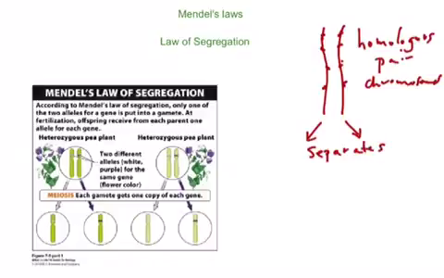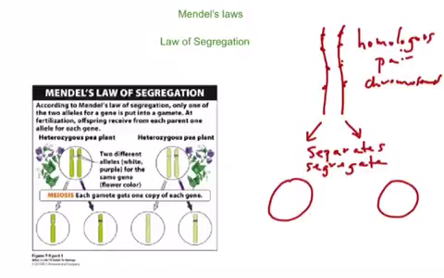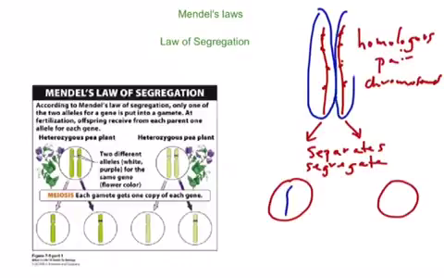That's where the word comes from, separates or segregates. That means it is split apart into separate gametes. So this chromosome here will end up in this gamete, and this chromosome here will end up in a different gamete. So each chromosome in a homologous pair cannot end up in the same gamete under normal circumstances. They are separated during meiosis into separate gametes.